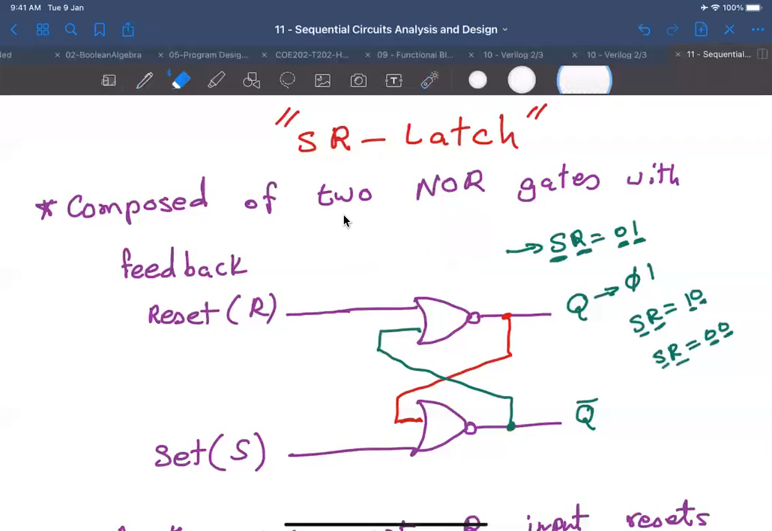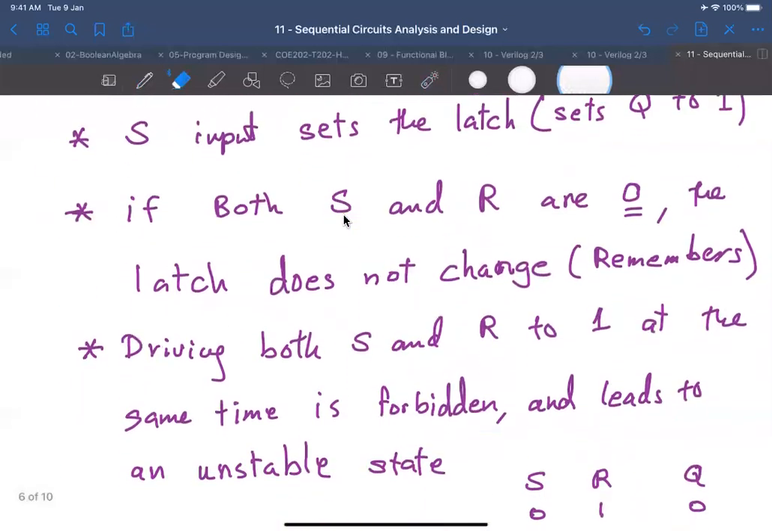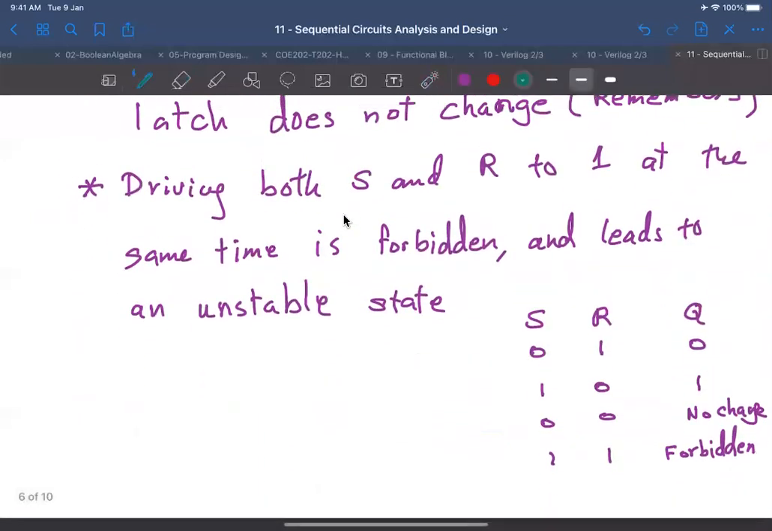Now, this is the operation as explained from a high level. So S and R, and then this is Q. If S and R are 0, 1, this is a reset, and Q will become a 0. If S and R are 1, 0, then this is a set. If they are 0, 0, then this is a no change. Whatever value Q has will remain until you give it another command.